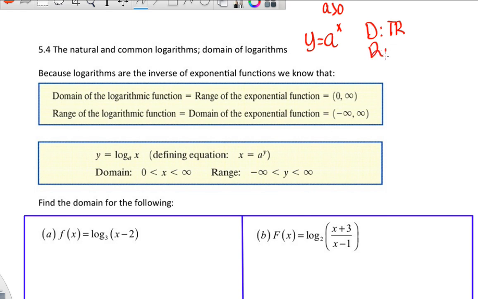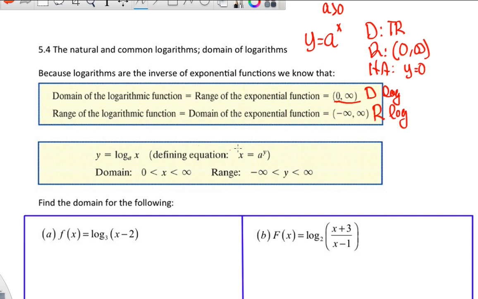And then the range would be from 0 to infinity, because we had an asymptote for these. We had a horizontal asymptote at y equals 0. Based on that, and the fact that logarithms are inverse to this, the domain of the logarithmic function has to be the range of the exponential. So the range was 0 to infinity, so that is the domain for my log. And then this would be the range of the log, because that was initially the domain for the exponential.